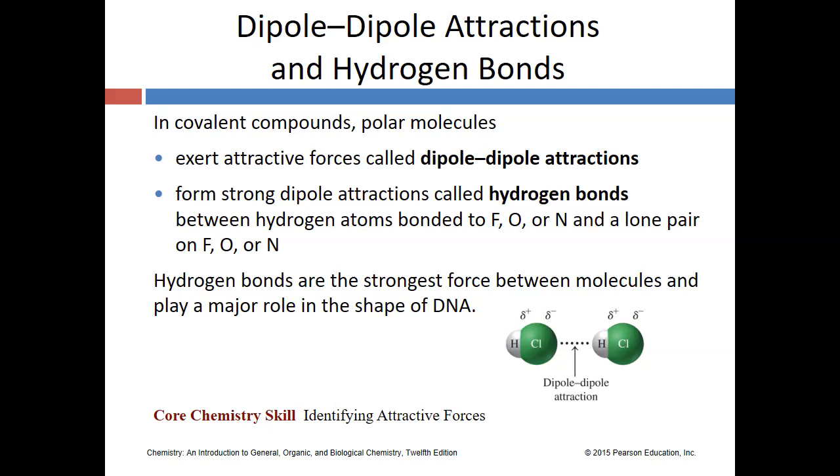So dipoles do exist. If we have a dipole that happens to include hydrogen bonded with fluorine, oxygen, or nitrogen, then what we have is a special version of a dipole called a hydrogen bond. And those hydrogen bonds are even stronger than polar molecules are. They fit in that space between polar and ionic. Still not as strong as an ionic bond, but a good step up in attraction compared to polar covalent molecules.